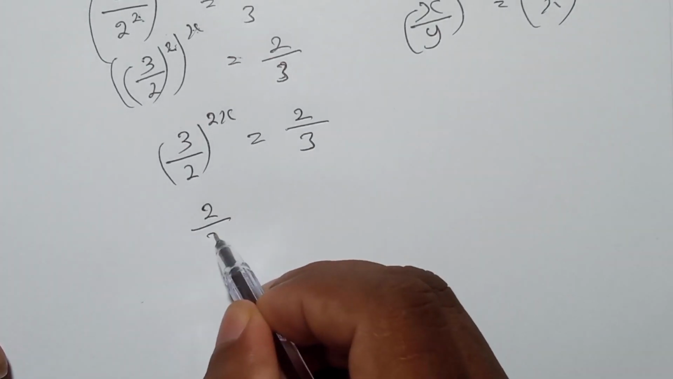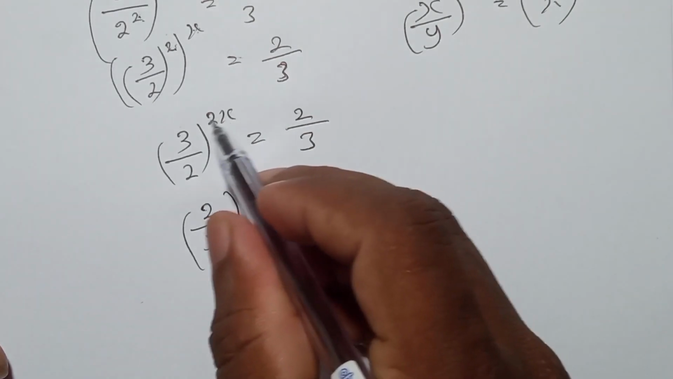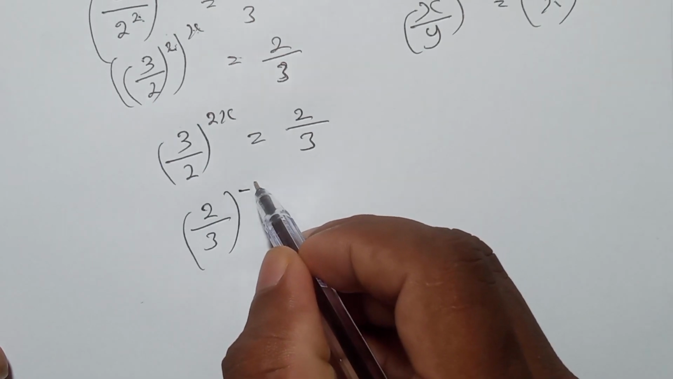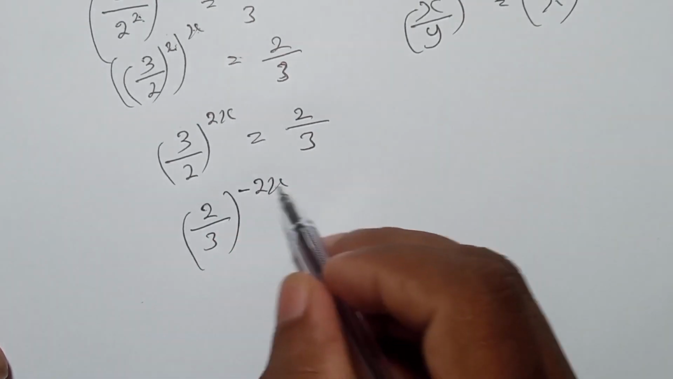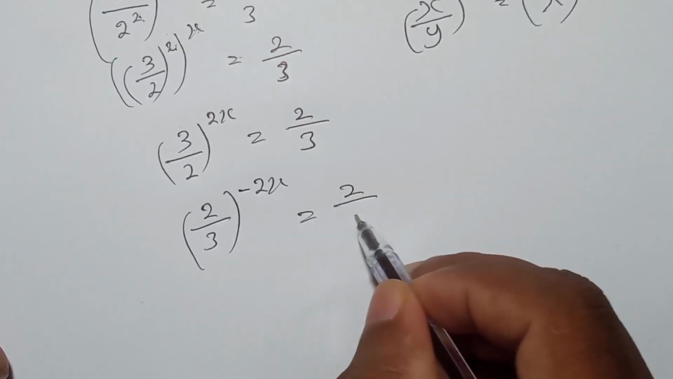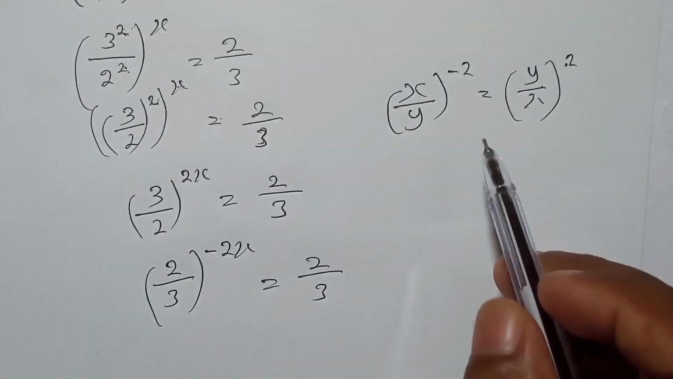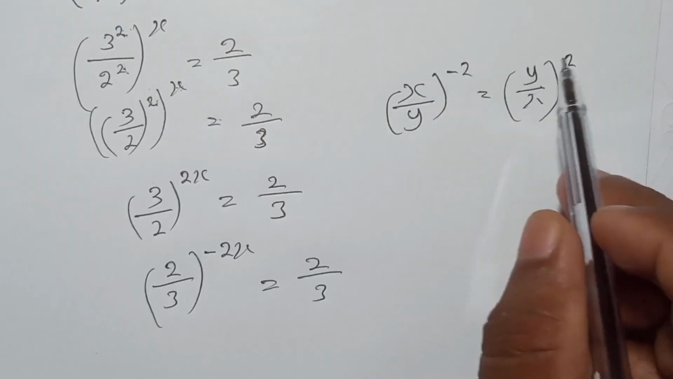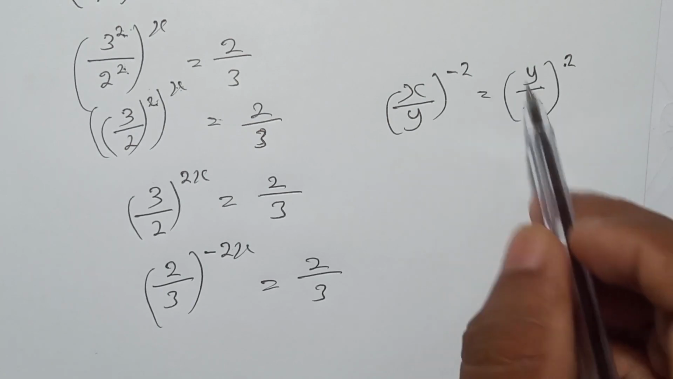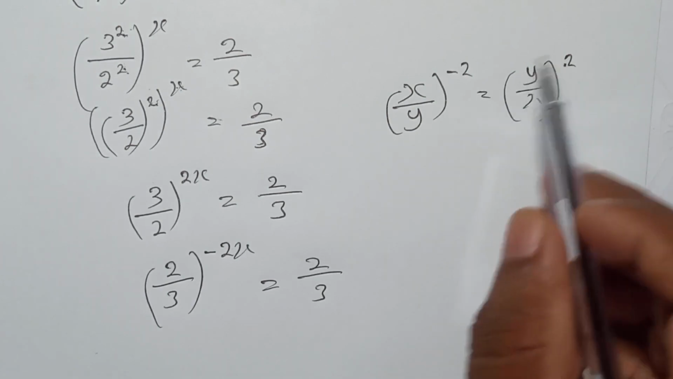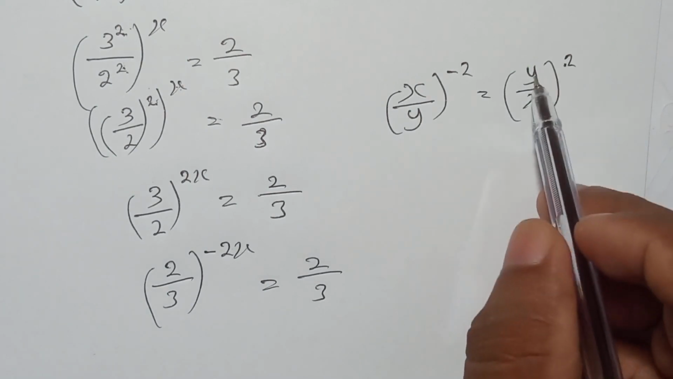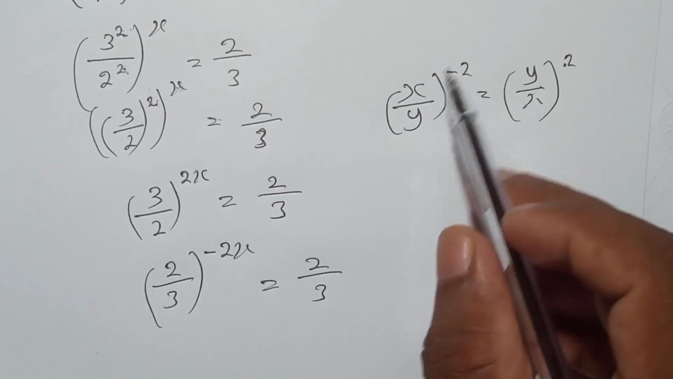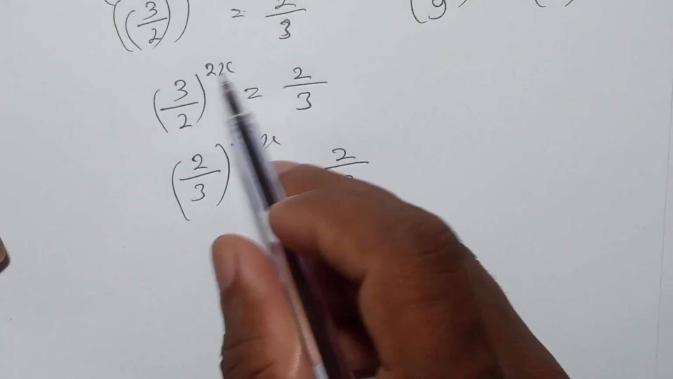That means 2 over 3, but I need to change this sign. That means here plus 2x, I must change to minus 2x. I need to change this to minus 2x. Now it's okay, right? Try to understand this connection. When you have a negative index for a fraction, we can make it positive if we take the reciprocal of that fraction. In the same way, if you have a positive index for a fraction, you can take the reciprocal of that, and then you need to put the negative sign on the index. So that is what I did here, right?